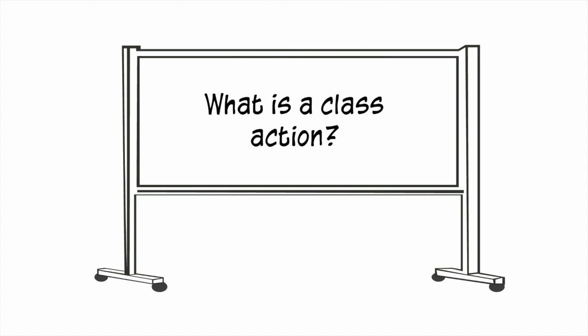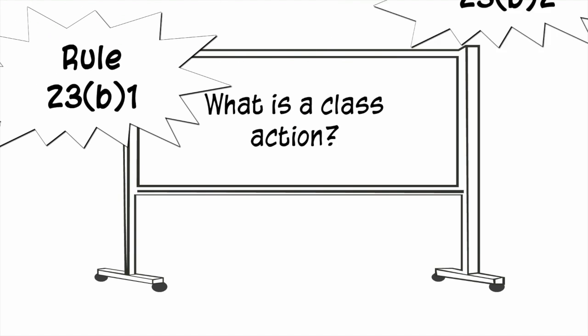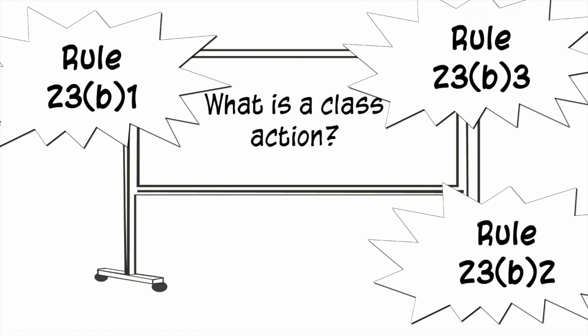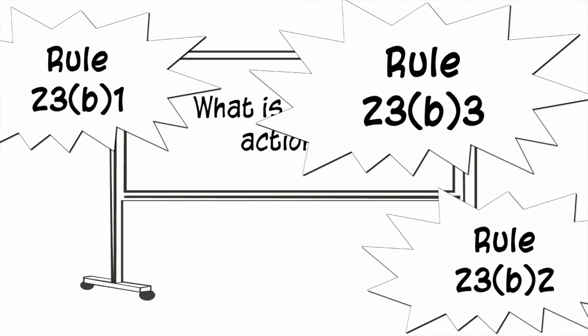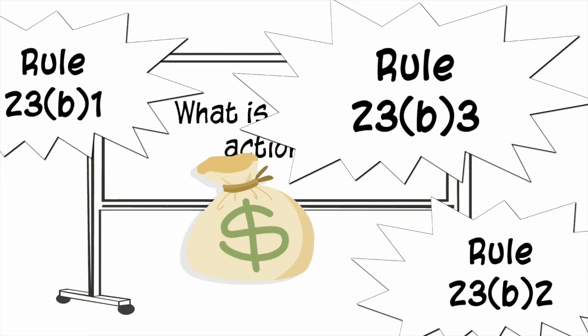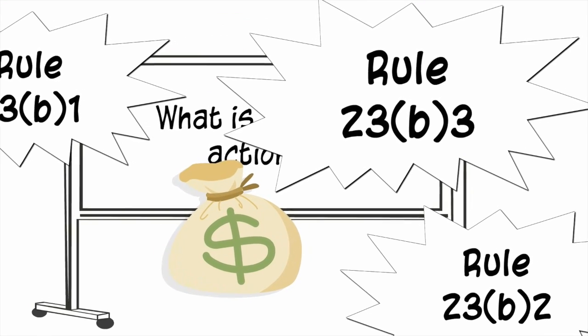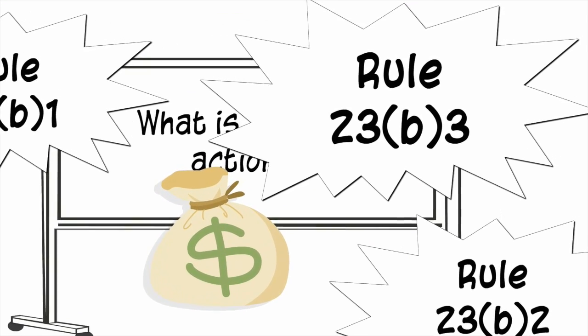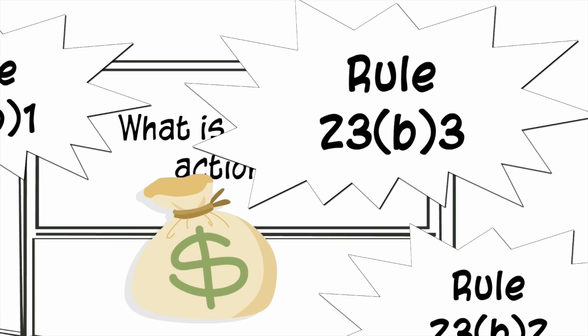In this video, we will discuss class actions. In the United States, there are actually different kinds of class actions. We're going to focus on Federal Rule of Civil Procedure 23(b)(3) class actions, which is the usual class action for plaintiffs seeking money.